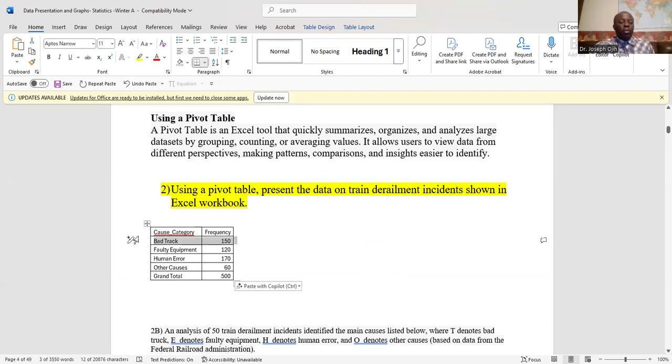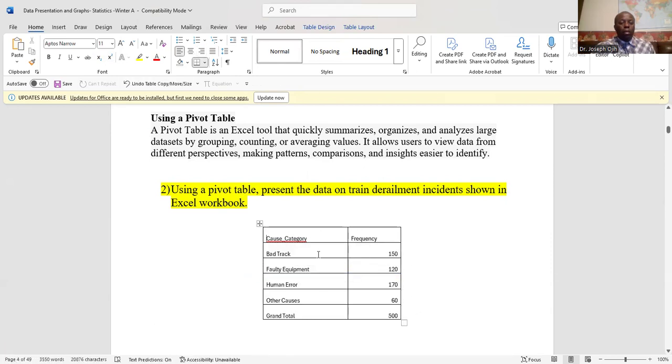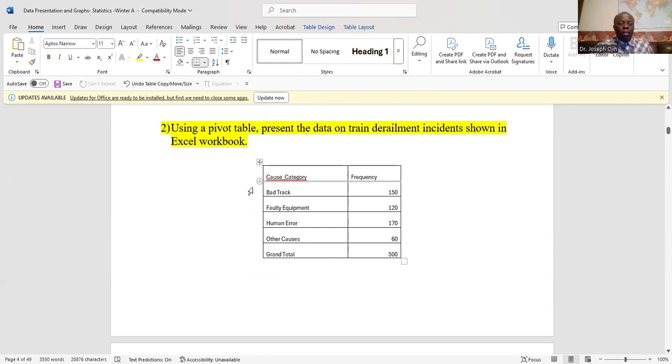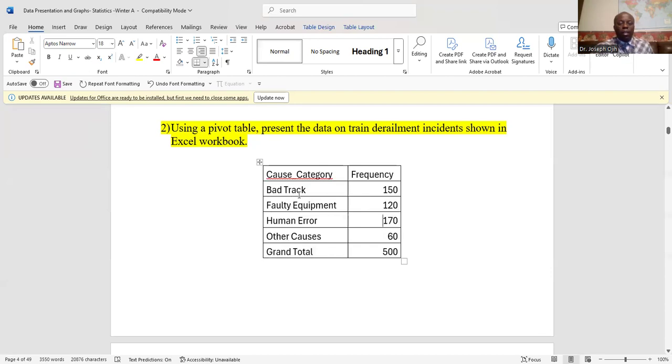Let me make it centered. Okay, I make them bold. So you can see it tells me the causes of this train derailment. Let me make it bigger so you can see it. See the causes: bad track, 150 of them. Faulty equipment caused 120 train derailments. Human error caused 170. Other causes, 60.